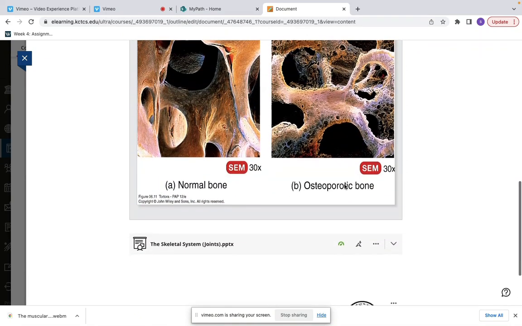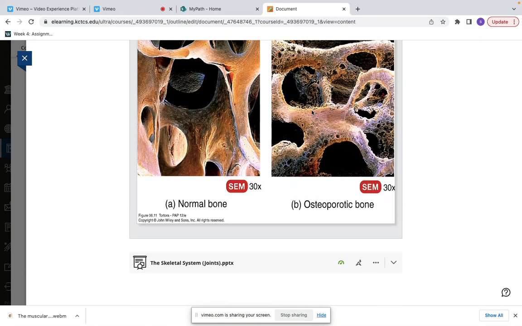And you can see here the brittleness of the bone, this very porous looking bone right here, all the different pores inside of the bone.